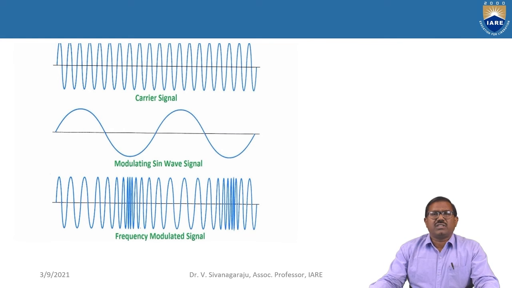This is the picture of the FM modulated signal. Here also we have the carrier signal, and below the carrier signal we have the modulating signal, and finally the resultant signal is a modulated signal, that is, the frequency modulated FM signal. These are the basic concepts of angle modulation. In the next video, we are going to discuss FM, frequency modulation.